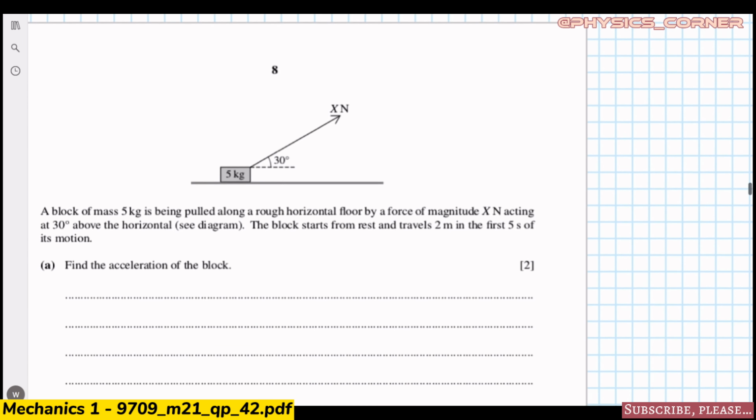For acceleration, we use the data: from rest, so 2 meters in the first 5 seconds.